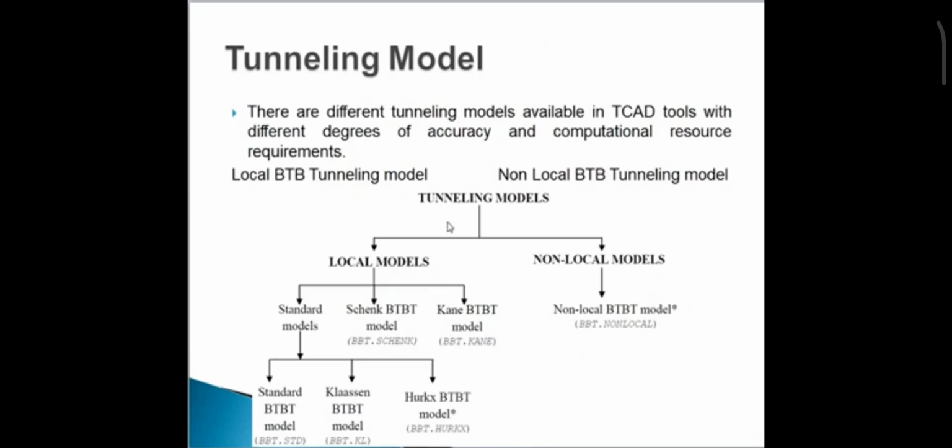There are different tunneling models available in TCAD with different degrees of accuracy and computational resource requirements. First one is the local band-to-band tunneling model and the second one is the non-local band-to-band tunneling model. The local band-to-band tunneling model is further divided into standard model, Schenk B2B model, Kane model. Standard model is further divided into standard B2B model, Klaassen B2B model and the Hurkx B2B model. Their syntax and commands are given below.